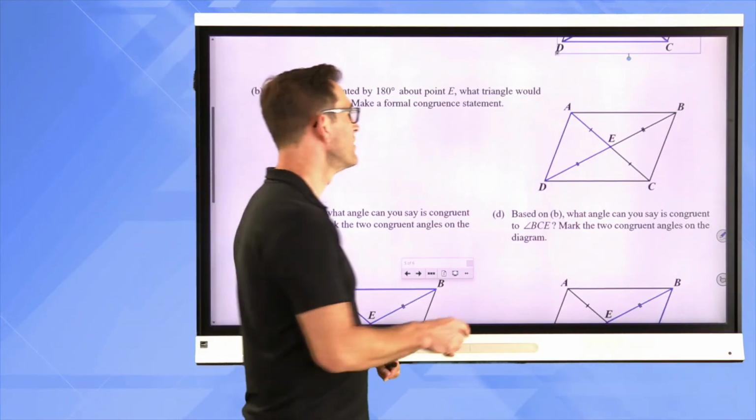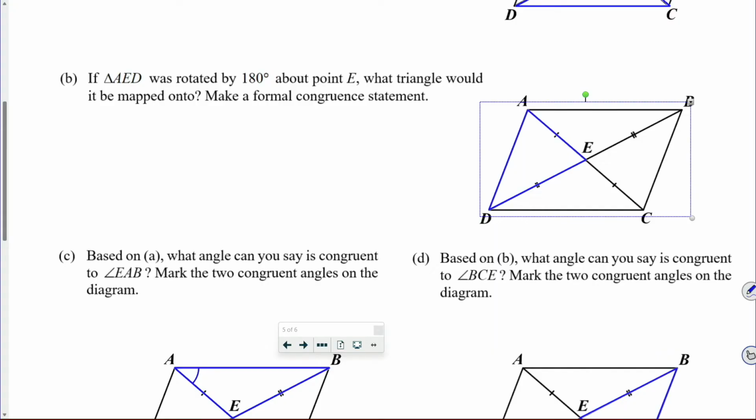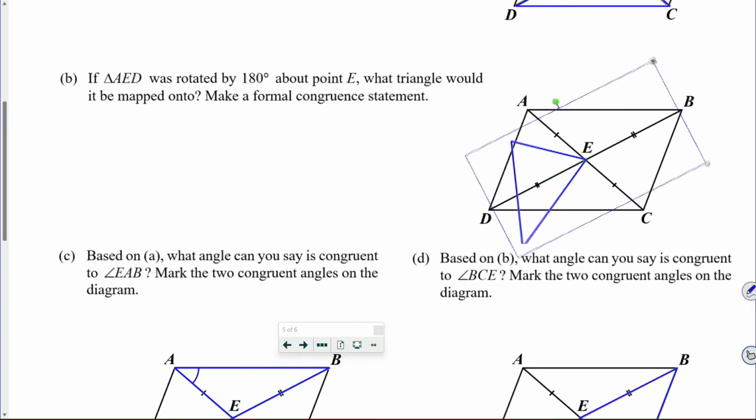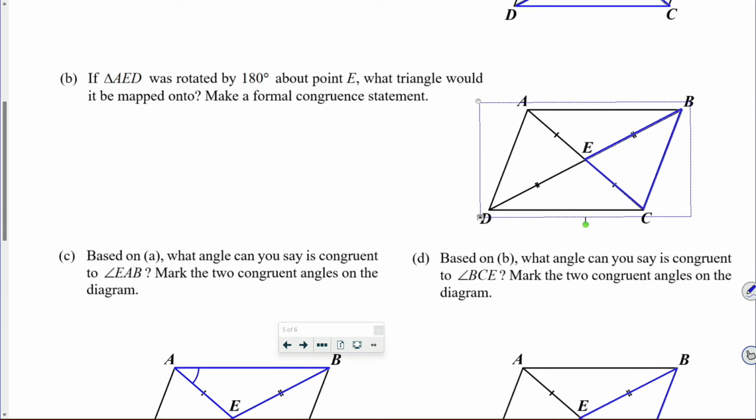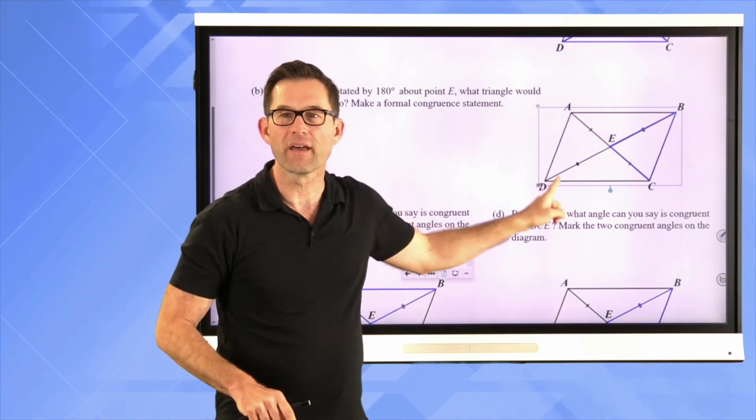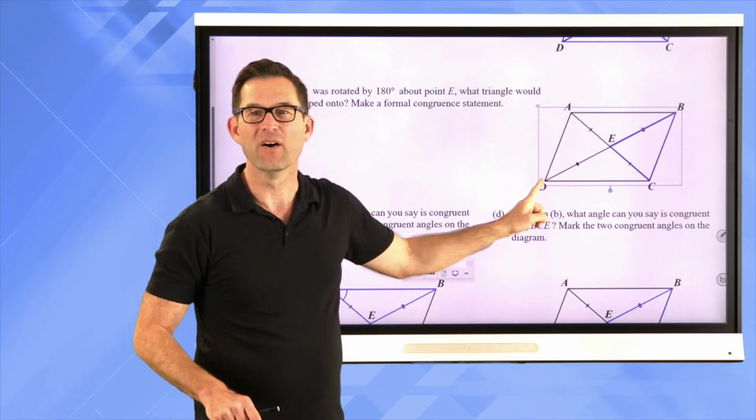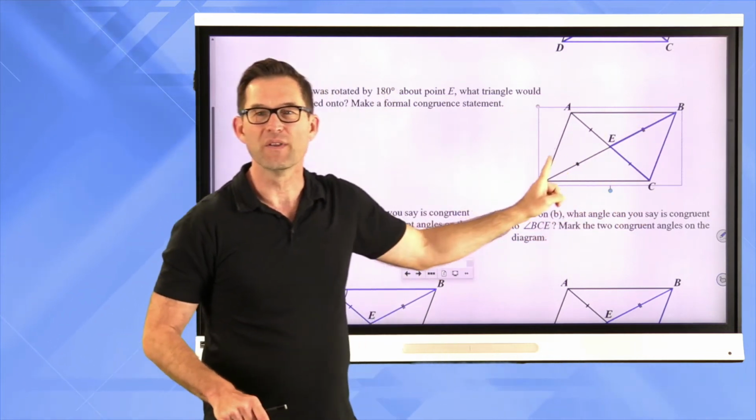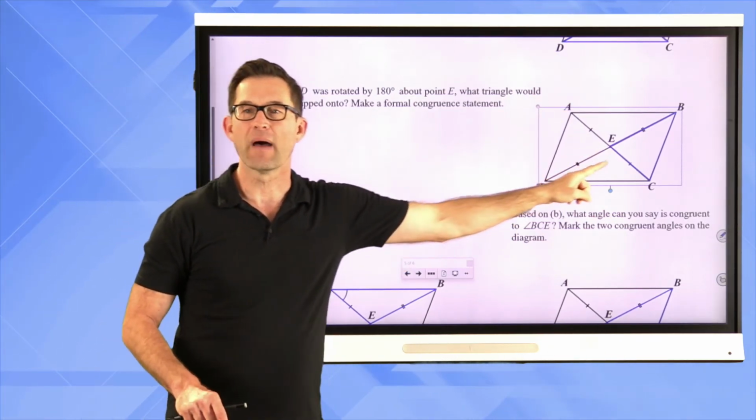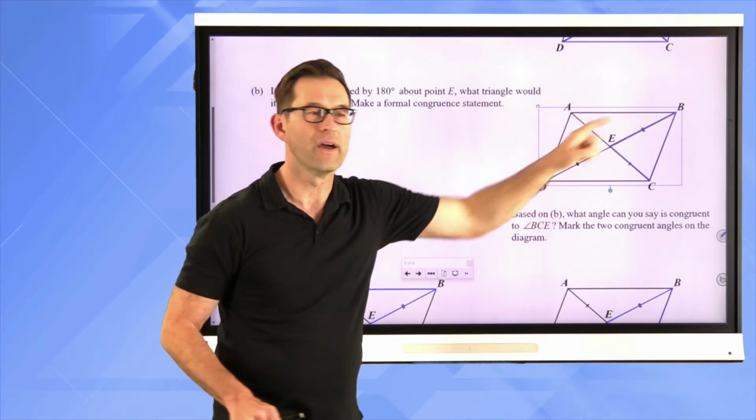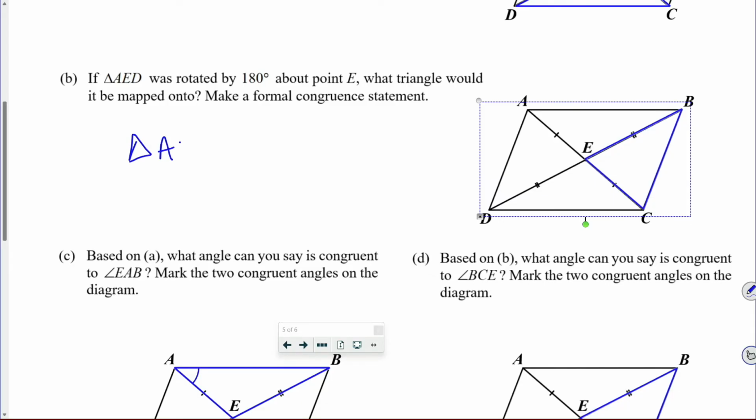All right, absolutely the same idea. Let's go ahead and take a look at that mapping. Again, keep in mind, watch where A goes. If I rotate it around, eventually that 180-degree rotation means it lands there. And where did that A go? Well, it got mapped again to C. Where did that D go? It got mapped to B. So this triangle now, what am I calling it? AED gets mapped onto CEB. So I can say triangle AED is congruent to triangle CEB.